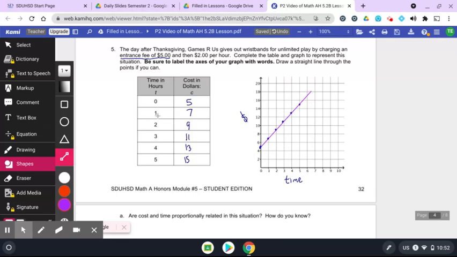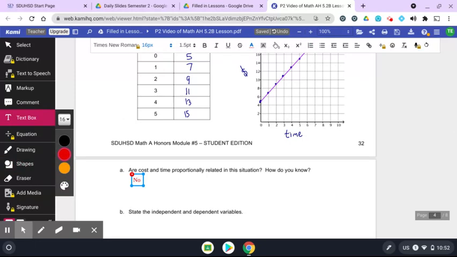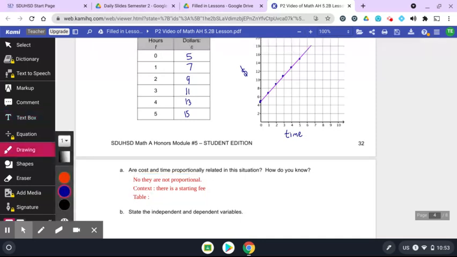Okay? 7 divided by 1 is not the same as 9 divided by 2. So it's not proportional. No, they are not proportional. Lots of ways I could have told. From the context, I can straight off tell it because it has a starting fee. Okay, from the table, I can tell because I can write a proportion where it doesn't work. 9 over 2 is not the same as 7 over 1. From the graph, it doesn't go through the origin.